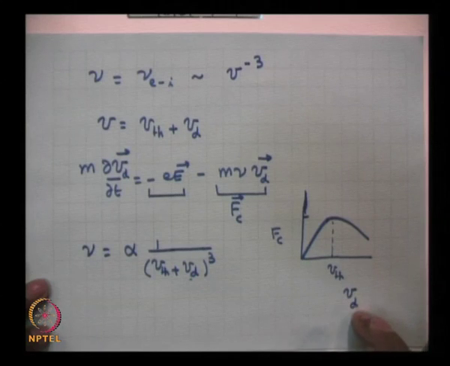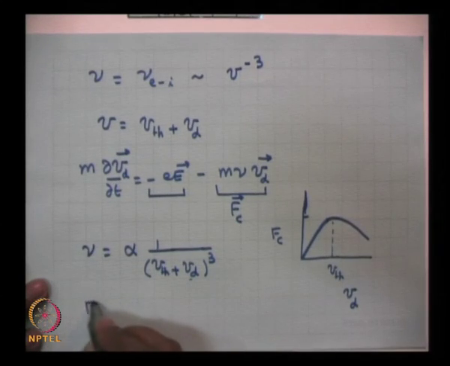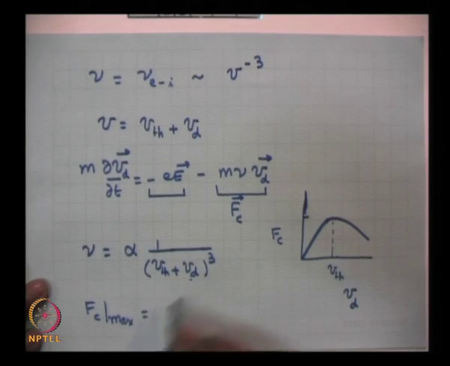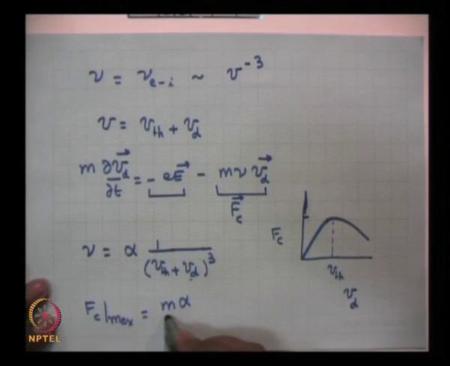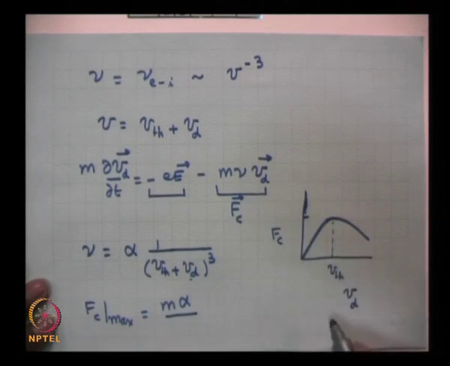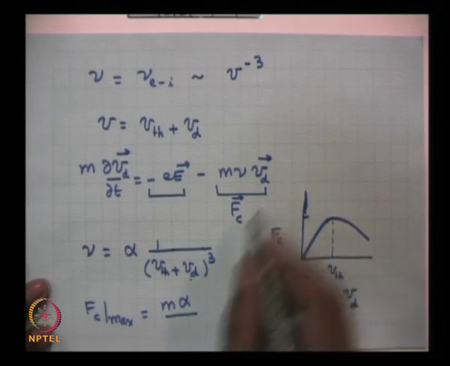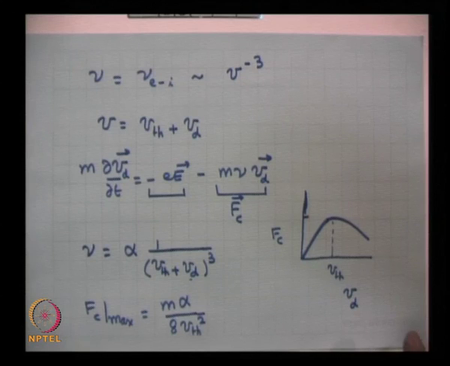When the drift velocity becomes comparable to V thermal, you get a peak, and Fc maximum is equal to m alpha. This becomes like 2 V thermal cube, and this Vd is also like V thermal. So one V thermal will cancel out, and it becomes 8 V thermal square. This is the largest value it can have.